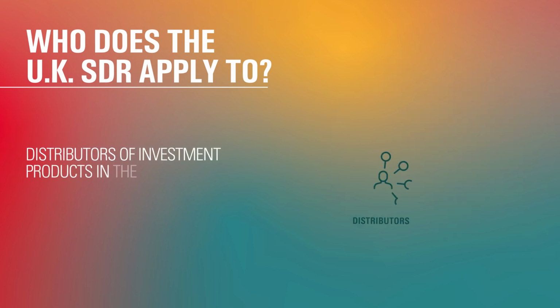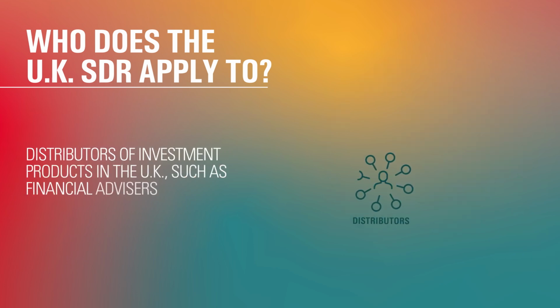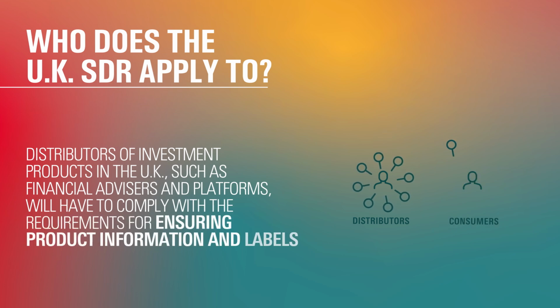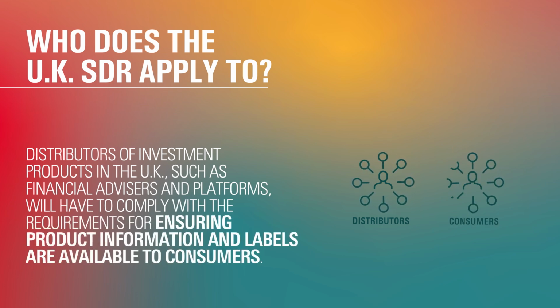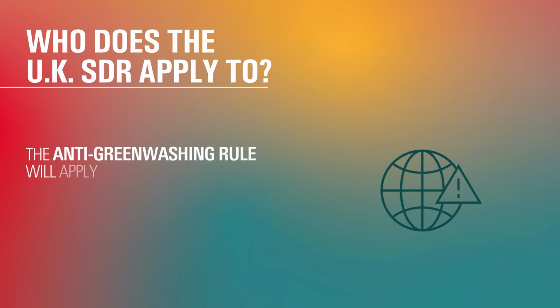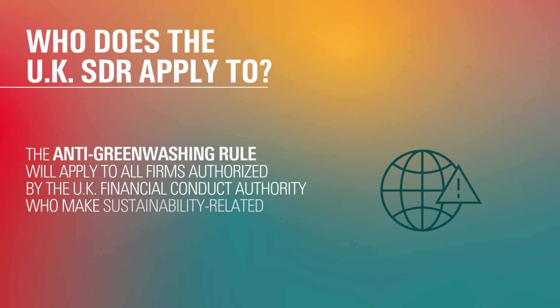Distributors of investment products in the UK, such as financial advisors and platforms, will have to comply with the requirements for ensuring product information and labels are available to consumers. The anti-greenwashing rule will apply to all firms authorized by the UK Financial Conduct Authority who make sustainability-related claims about products and services.